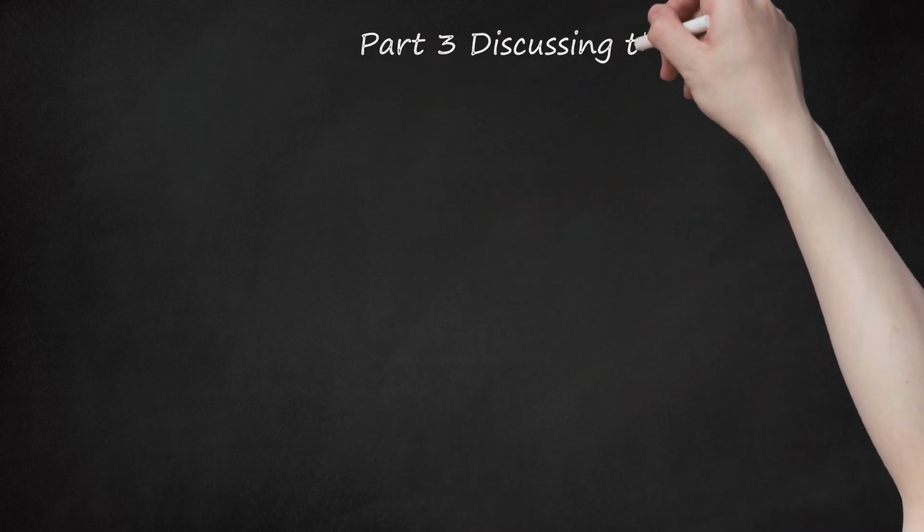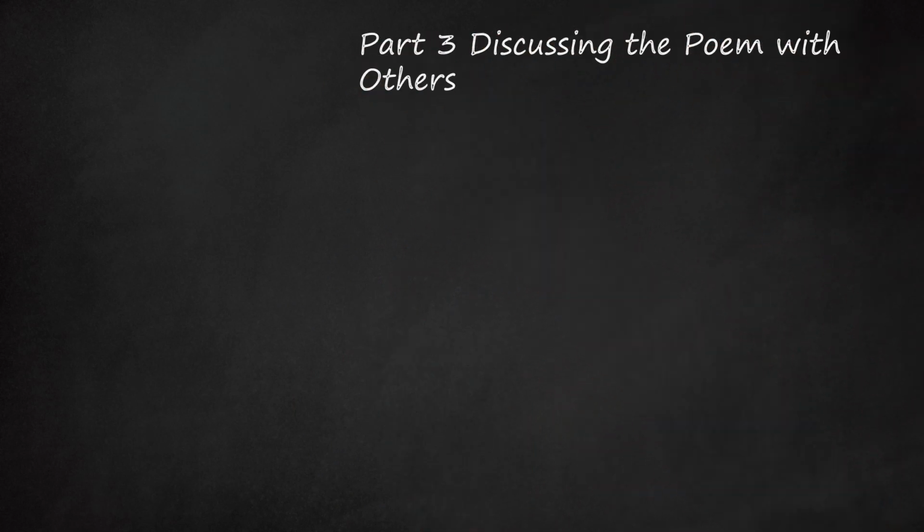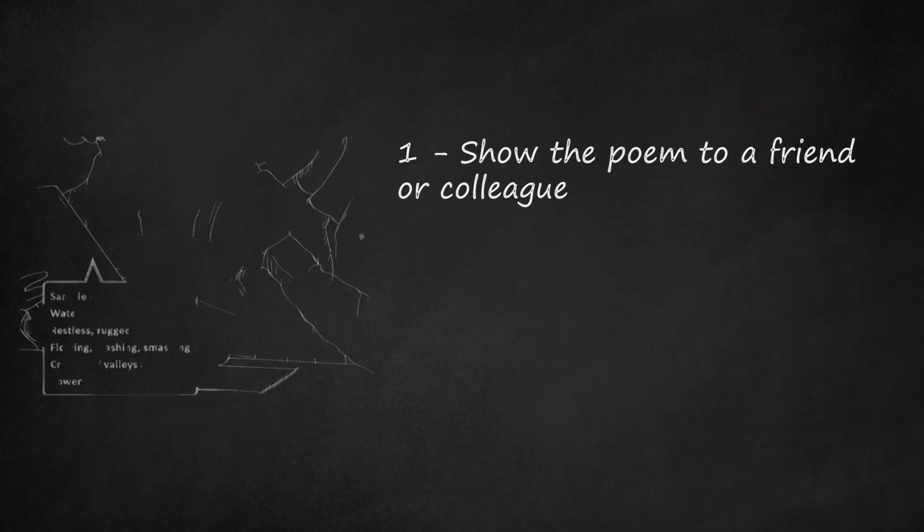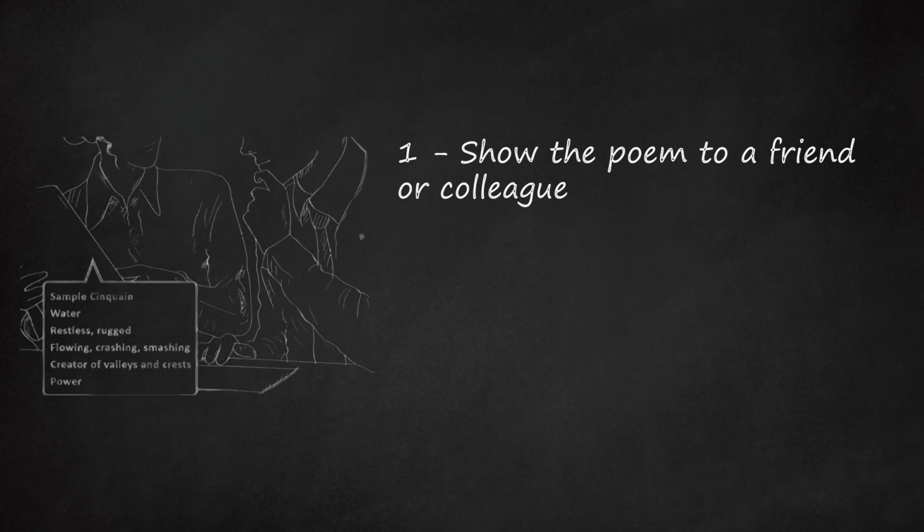Part 3. Discussing the poem with others. 1. Show the poem to a friend or colleague. You may find it helpful to get some outside perspective on the poem. You may show the poem to a close friend or a peer at school and ask them how they would approach the poem. You may ask the person, "What do you think the poem is about? What is your experience of reading the poem?"